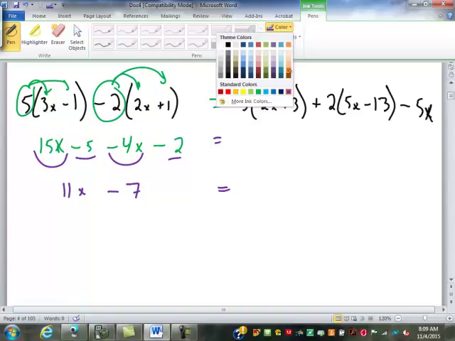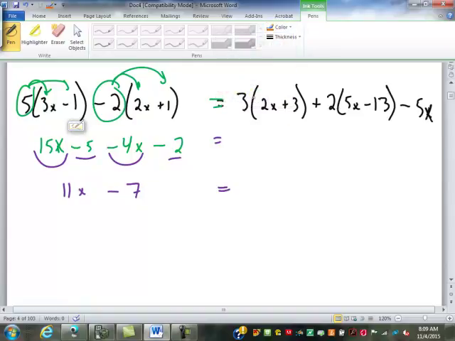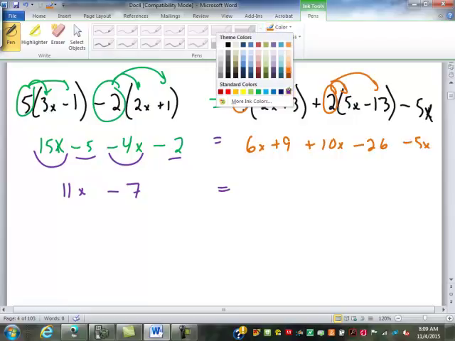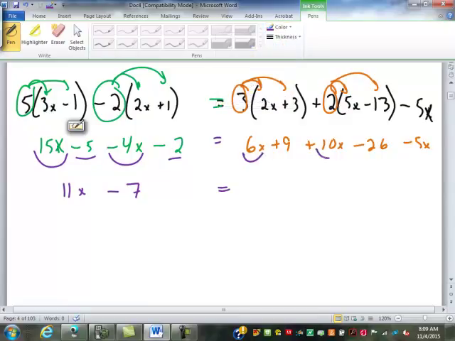On the right side, 3 times the 2x plus 3. 3 times 2x is 6x. 3 times 3, plus 9. Over here, 2 times 5x, 10x, so positive 10x. 2 times negative 13, negative 26. Then we've got the minus 5x. So now 6x, 10x, and negative 5x make 11x. 9 and negative 26 make negative 17. Now what?